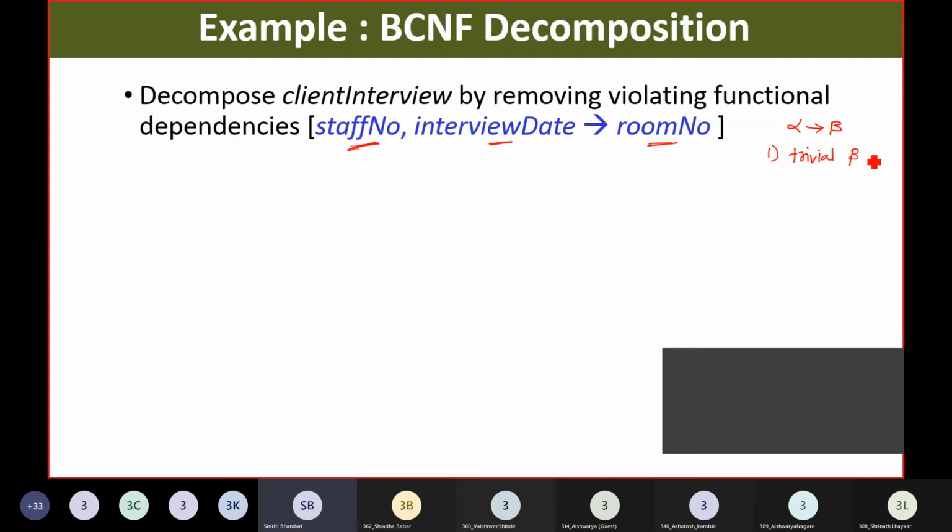What do we mean by trivial dependency? Beta must be a subset of alpha. So whether this condition is true in the case of this dependency. This is my alpha and this is my beta. Right? So is this dependency trivial, is beta a subset of alpha? No. So the first condition is not satisfied.